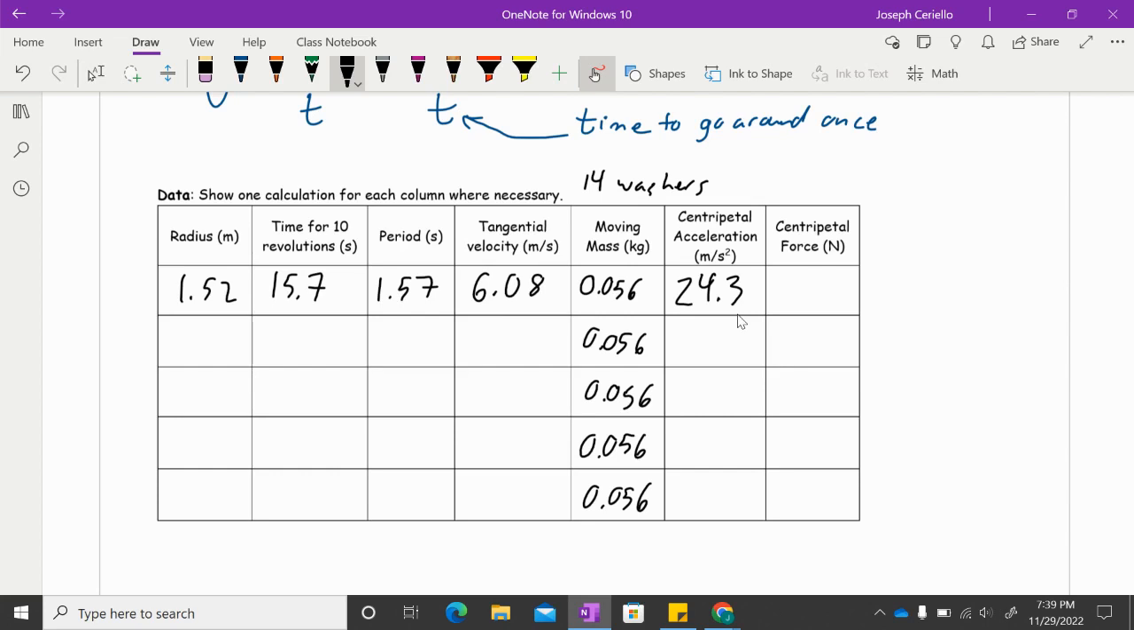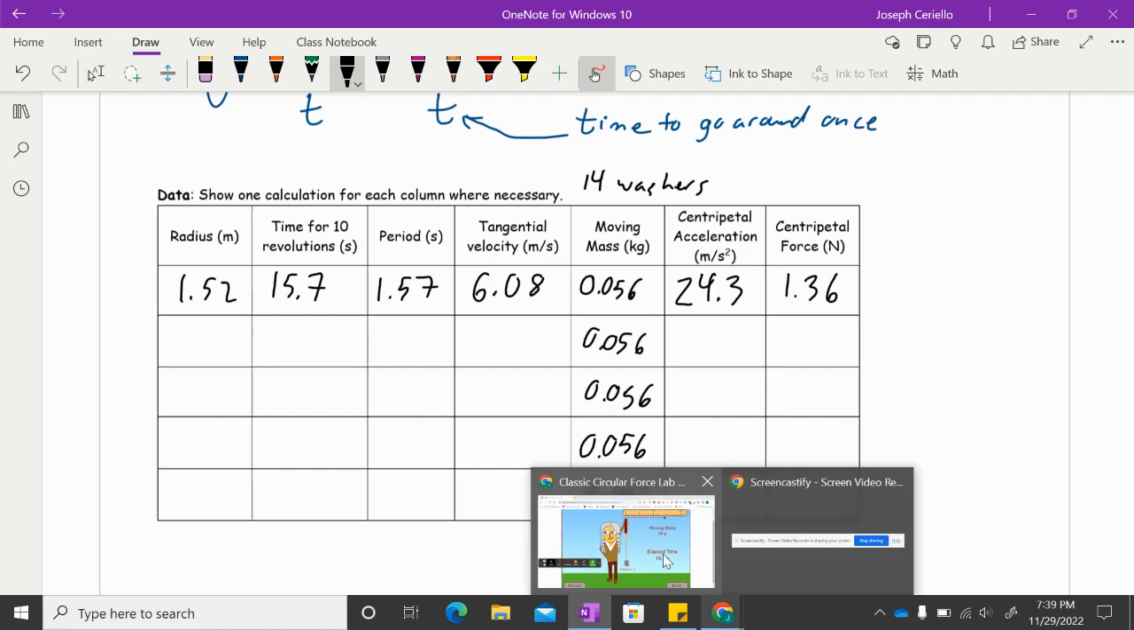Now, which mass do you multiply by? The number of washers? The washer's mass or the moving mass? Well, centripetal force is for objects that are moving in a circle. So it's the moving mass. So I would take my 24.3 and multiply by 0.056. So I get 1.36 newtons. Now you're going to do this 5 times. I'm just going to do one more.